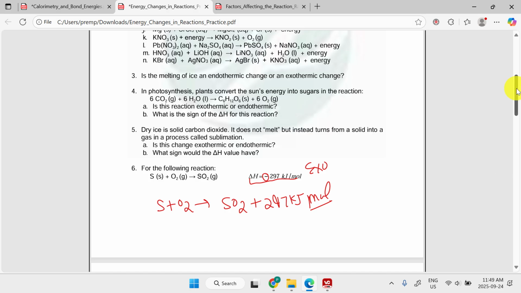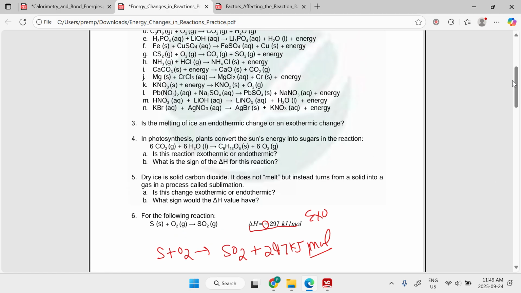And then you can have some question like this: is the melting of ice an endothermic change or an exothermic one? So melting of ice needs some heat from the surroundings, and then it converts to water. So it is an example of an endothermic reaction. So you should be able to identify by looking into the reaction, or by looking into the wording, whether the reaction is exothermic or endothermic.